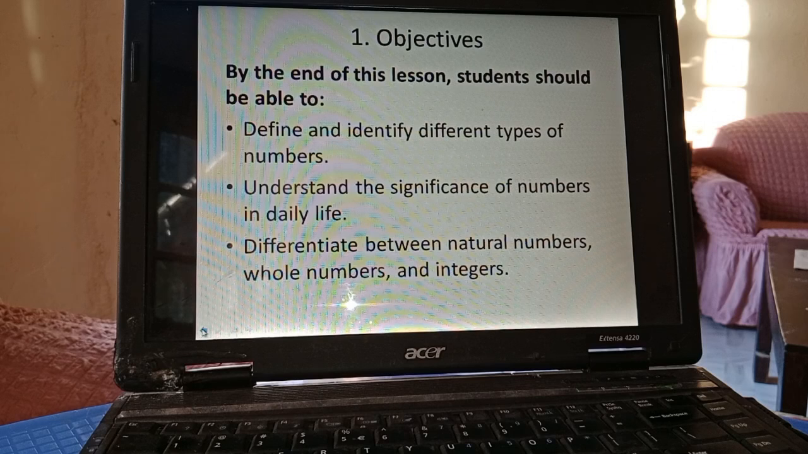Objectives. By the end of this lesson, students should be able to define and identify different types of numbers. Secondly, students should understand the significance of numbers in daily life. And third, differentiate between natural numbers, whole numbers and integers.